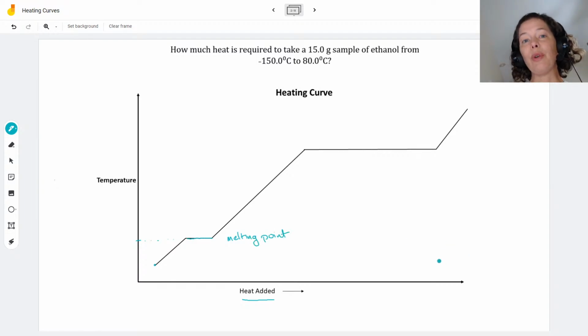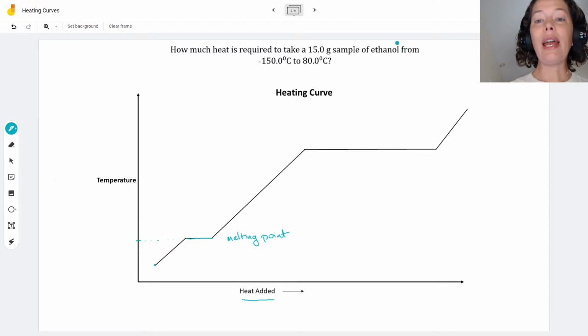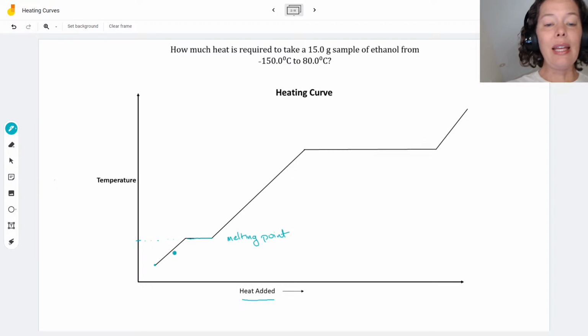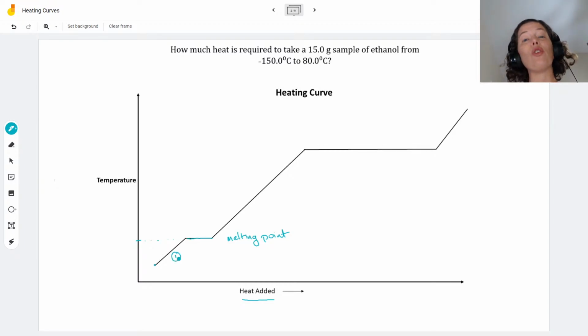Now, that is going to occur at different points for different substances. We tend to know that water melts at 0 degrees C. So if this was a heating curve for water, that would happen at 0 degrees C. We do not yet have the melting point for ethanol, so we don't have a number here to put in it. But that is the melting point. So what that means is this first region right here happened at a temperature lower than the melting point. So we have a solid at this point.